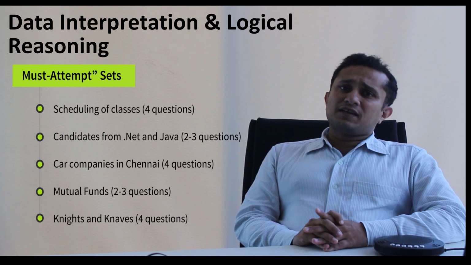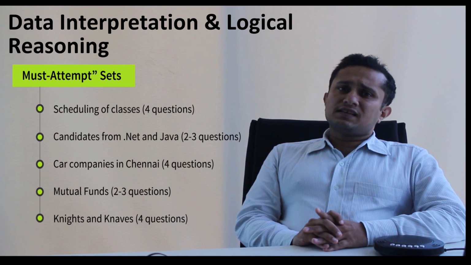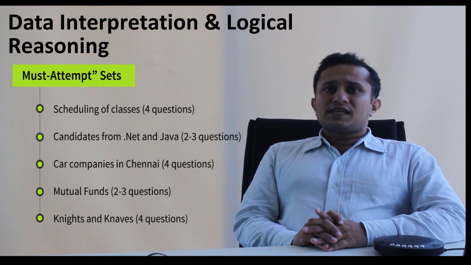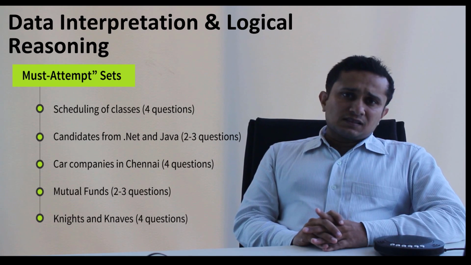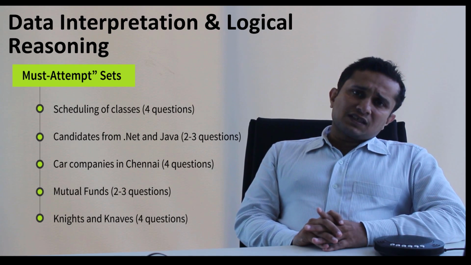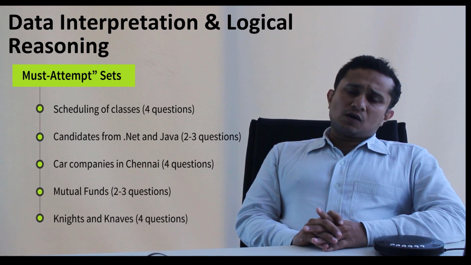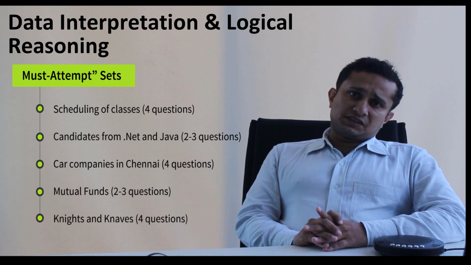3 sets could have been attempted in full, that is scheduling, cars in Chennai and knights and knaves. 2 sets could have been attempted at least half, which was the one on .NET and Java and the one on mutual funds. That would have taken your attempts up to 18 questions.